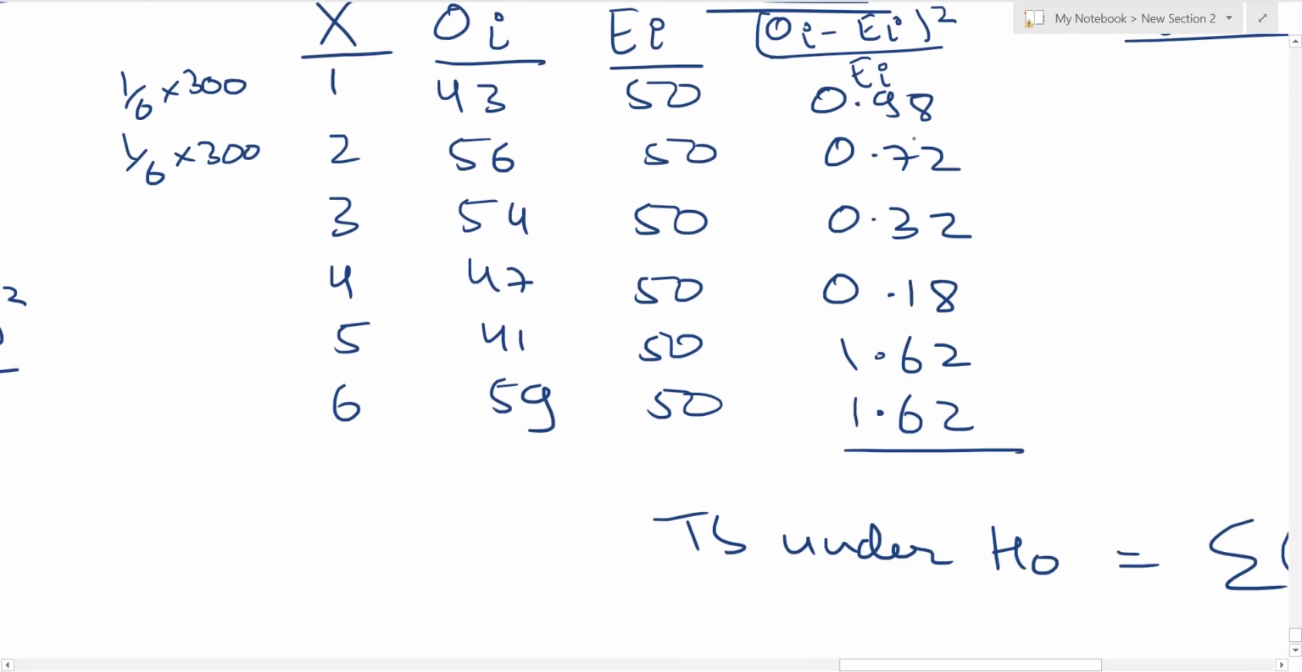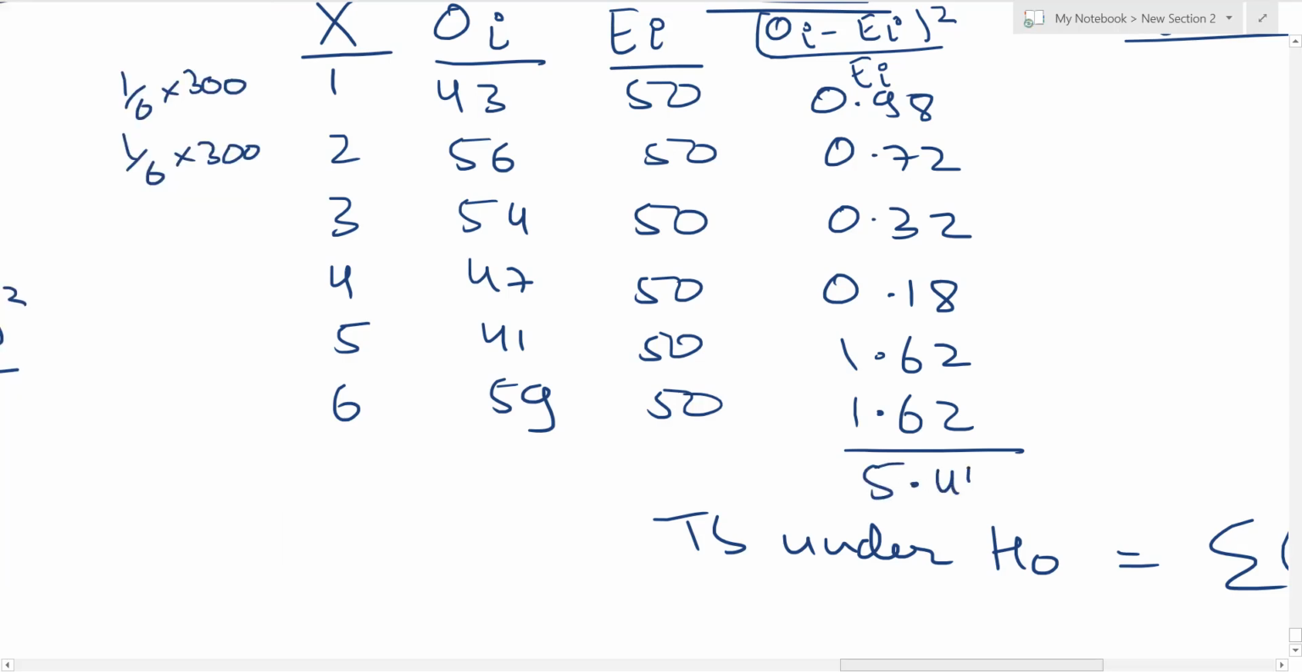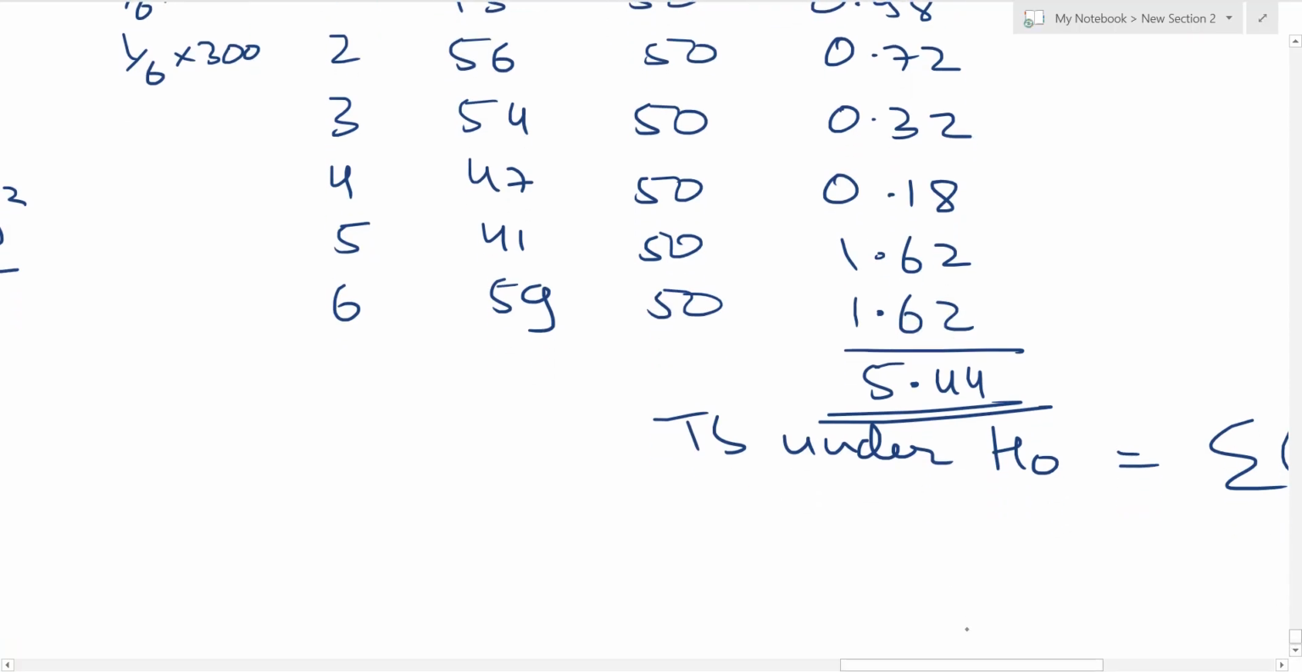Now let's add this up. What is the sum of all of these? So add them up. 0.98 plus 0.72 plus 0.32 plus 0.18 plus 1.62 plus 1.62. This becomes 5.44. Now I have to check whether this is too high or not, whether the square of the gap adjusted for scale between OI and EI is too high. If it is less enough, then it is fine. Then I would say, okay, this is less, and the distributional assumptions are confirmed.